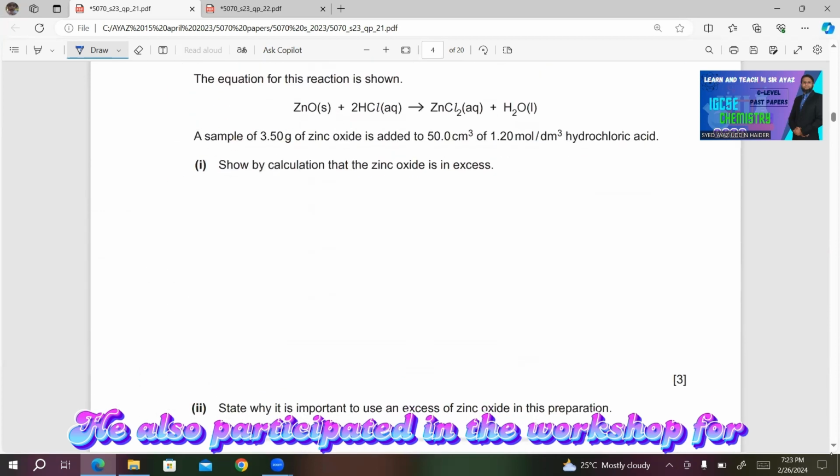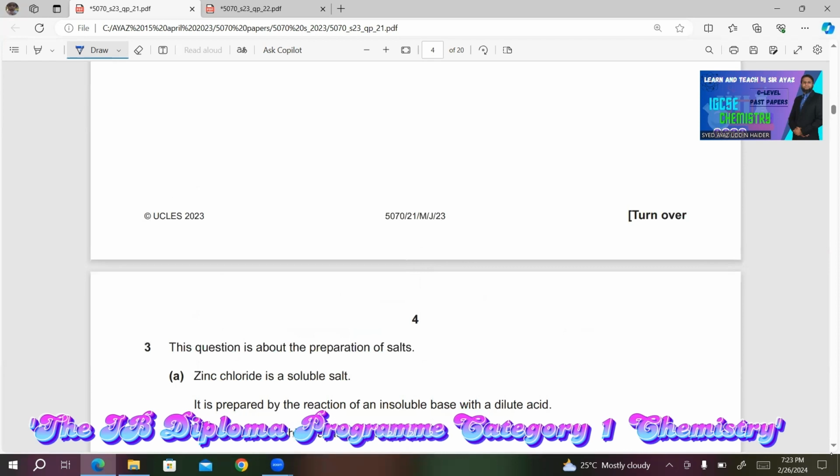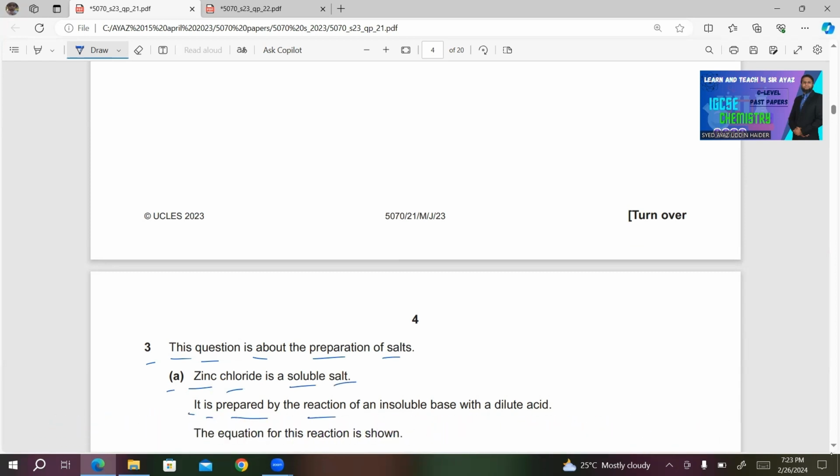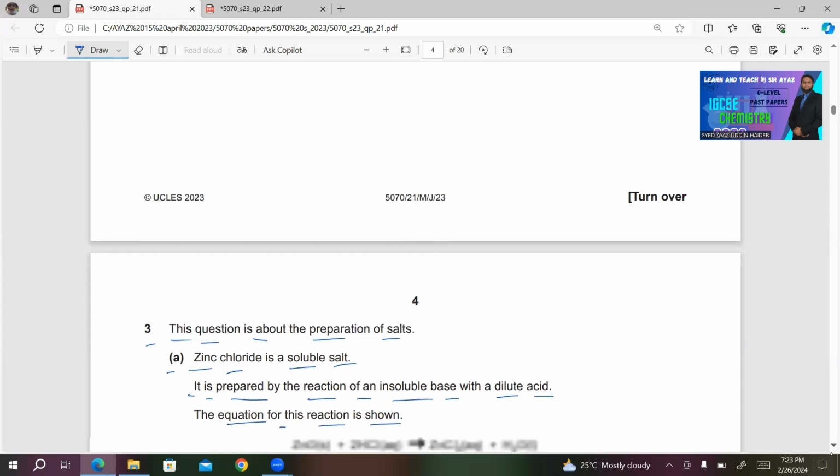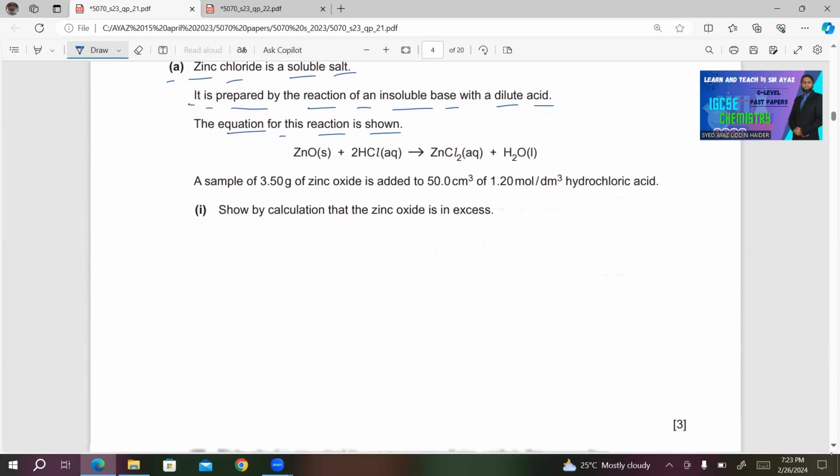Question number 3. This question is about the preparation of salts. A, zinc chloride is a soluble salt. It is prepared by the reaction of an insoluble base with a dilute acid. The equation for this reaction is shown. Here is the reaction: ZnO plus 2HCl aqueous gives ZnCl2 aqueous plus H2O liquid.